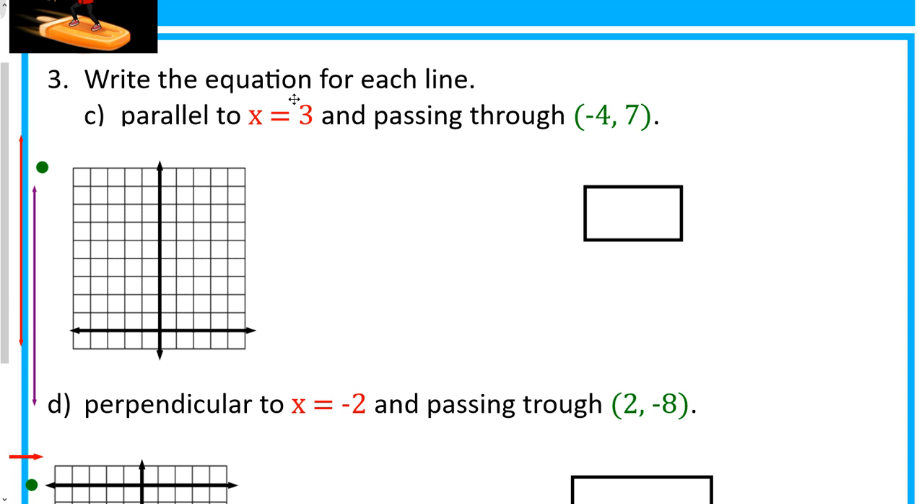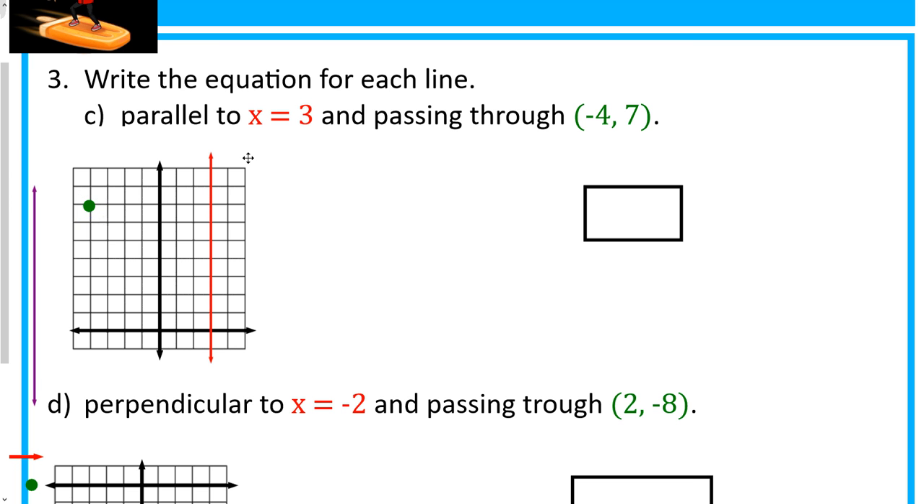Okay, so what does the equation x equals 3 look like? An equation that starts with the letter x instead of y is going to be a vertical line. And it's going to cross at 3. 1, 2, 3. So the equation x equals 3 would look like this. And it has to pass through the point negative 4, 7. So where's negative 4, 7? 1, 2, 3, 4. 1, 2, 3, 4, 5, 6, 7. There you go. Just double checking my work.